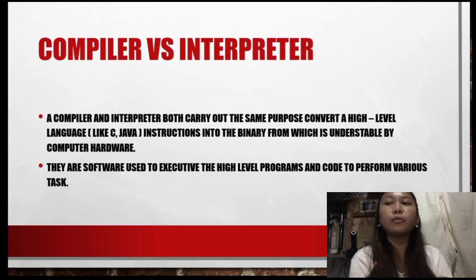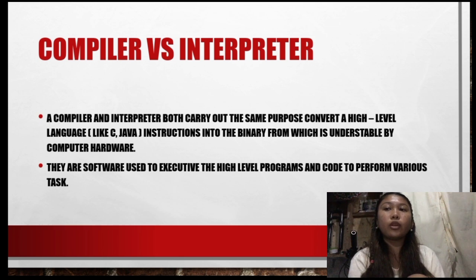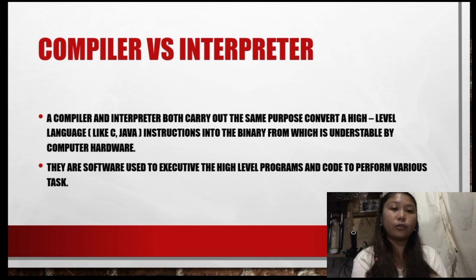Compiler versus interpreter. A compiler and interpreter both carry out the same purpose: convert a high-level language like C, Java, instruction into binary form which is understandable by computer hardware. They are software used to execute the high-level program and code to perform various tasks.